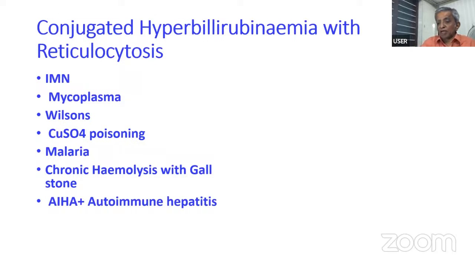Autoimmune hemolytic anemia may be combined with autoimmune hepatitis. That can occur. Both are autoimmune. Then rifampicin can produce hemolytic anemia. Rifampicin can produce hepatocellular jaundice. Therefore, conjugated hyperbilirubinemia and reticulocytosis can go together.